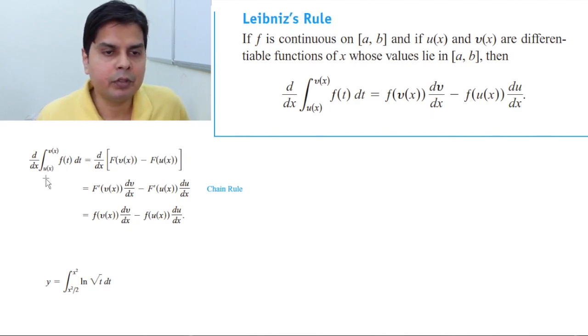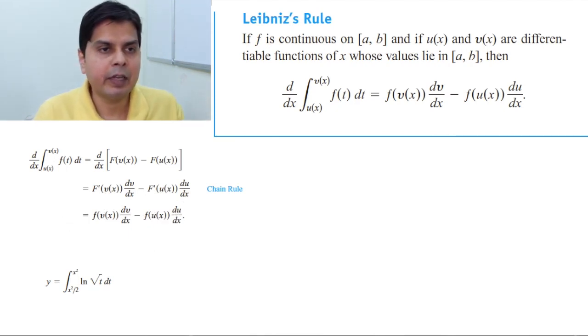The proof of this theorem is also simple. I have to find d by dx of the integral from u(x) to v(x) of f(t) dt. When I integrate, this will come out as F of v(x) minus F of u(x). Now apply the chain rule: this becomes F prime v(x) into dv by dx minus F prime u(x) into du by dx. F prime v(x) will be f of v(x) into dv by dx, minus f of u(x) into du by dx.